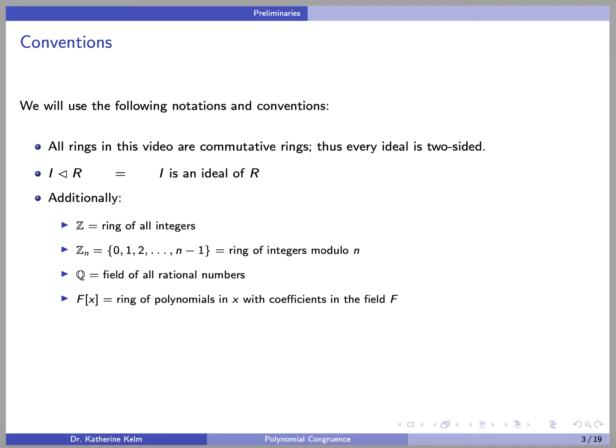We will use the following notations and conventions. All the rings in this video are commutative rings. Thus, every ideal is two-sided. We will use this notation for I as an ideal of R.